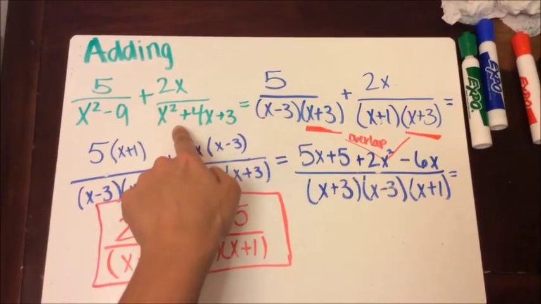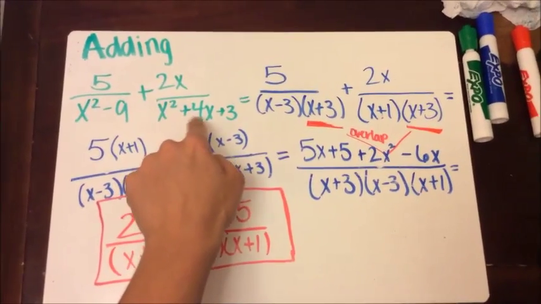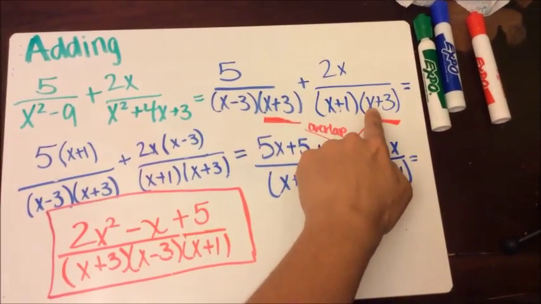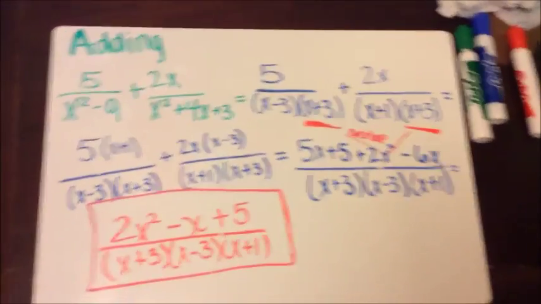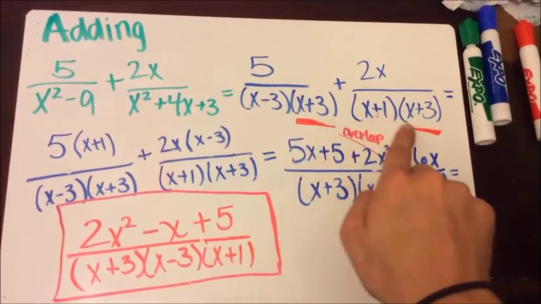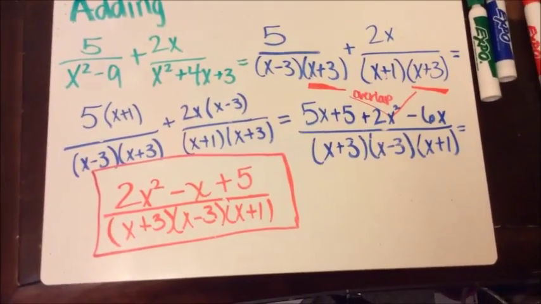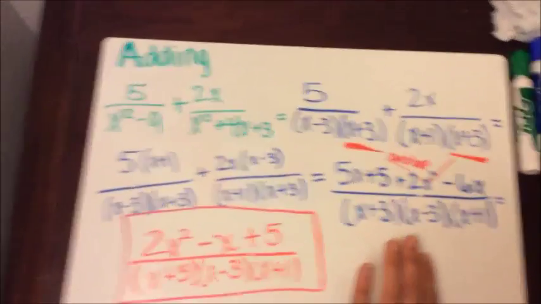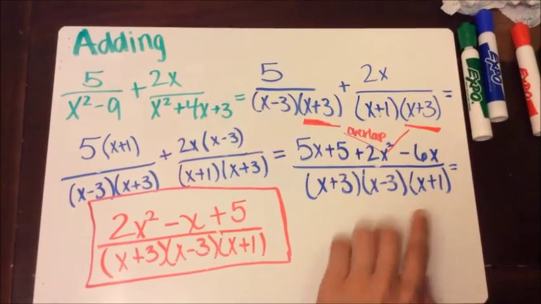Now we do the same thing for the denominator on the second fraction over here. We know that an x squared plus 4x plus 3 factors out to be an x plus 1 and an x plus 3. Now, one thing that we can notice right away is that they both have an x plus 3 on the denominator, so that would be an overlap. Now, when we combine all the denominators, we don't want to write it more than once, so we just write it once.